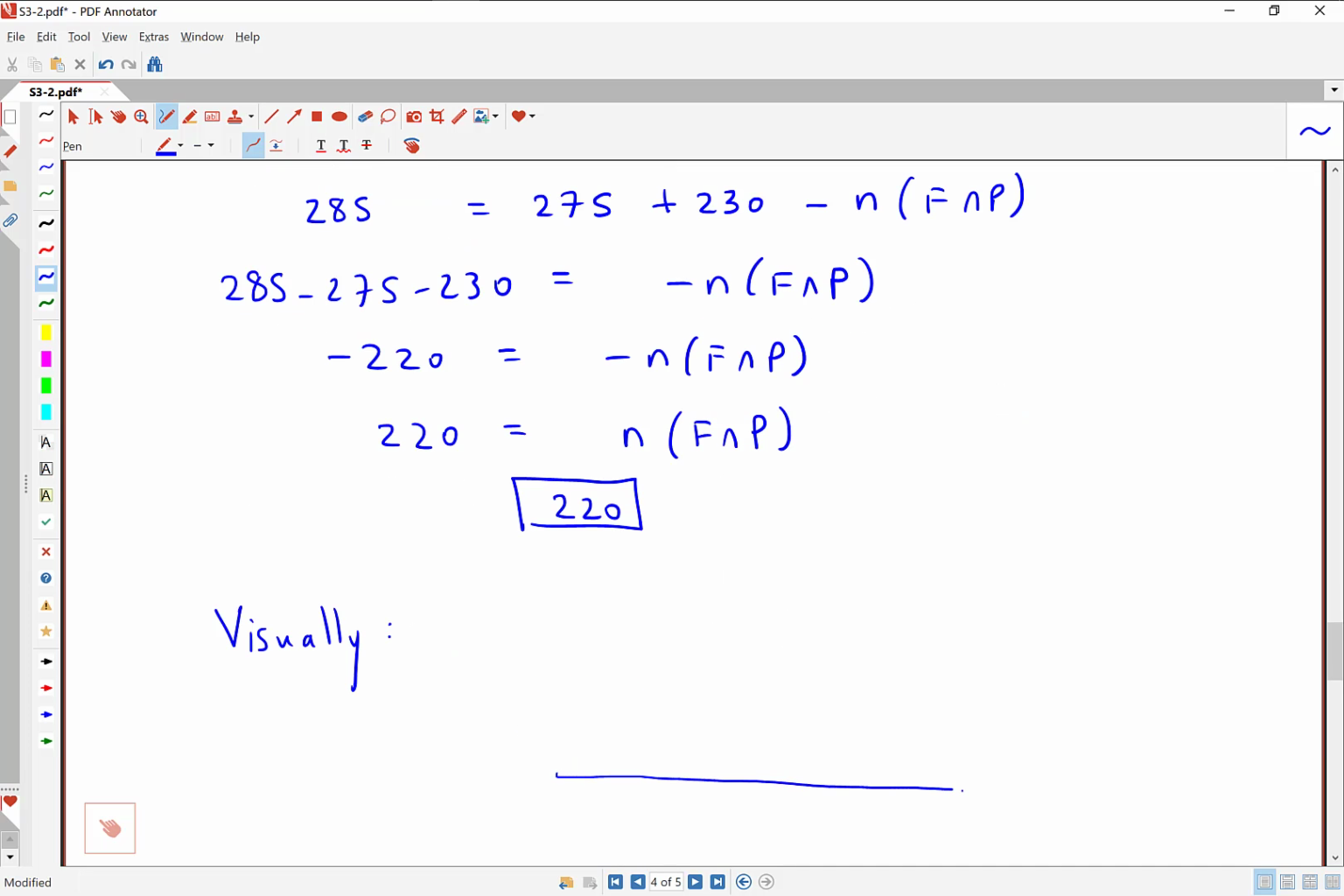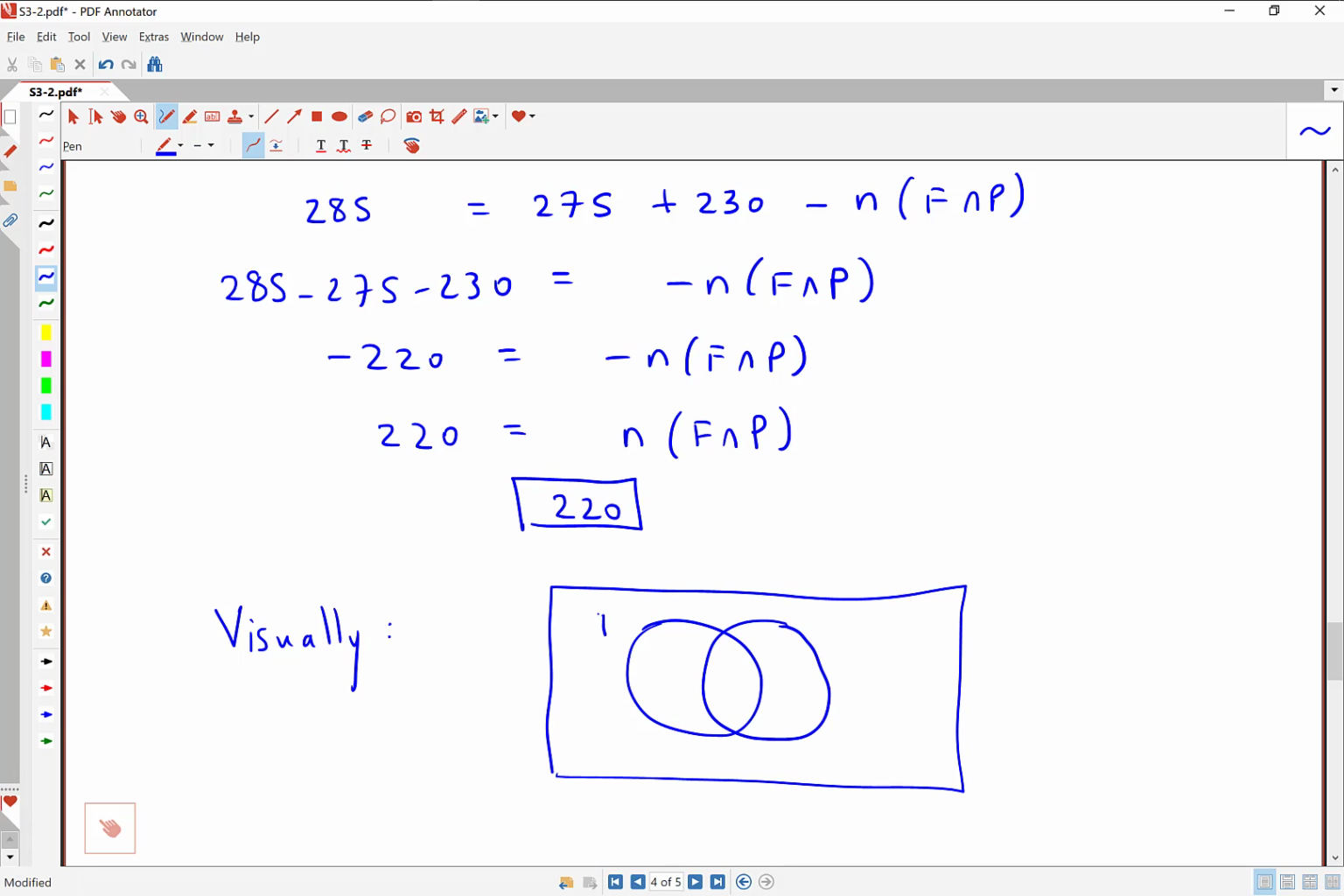So your universal set here would represent all the employees at this company. And we've got two sets that we care about. The sets are just representing properties that we care about. So we care who's full-time, who's permanent. And what we've just figured out is that there are 220 people who are full-time and permanent. So let's see if we can figure out the other numbers in this diagram.